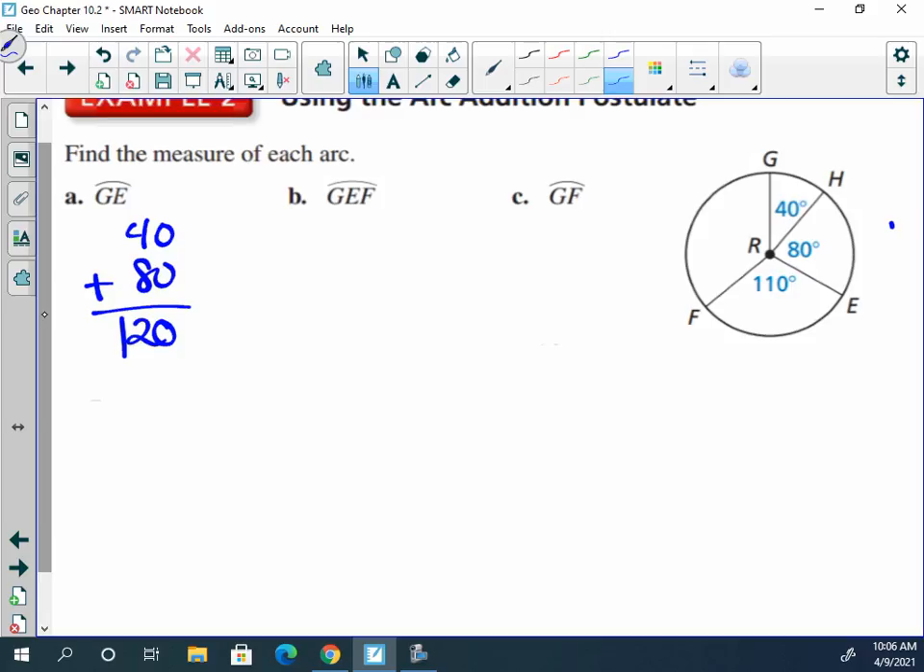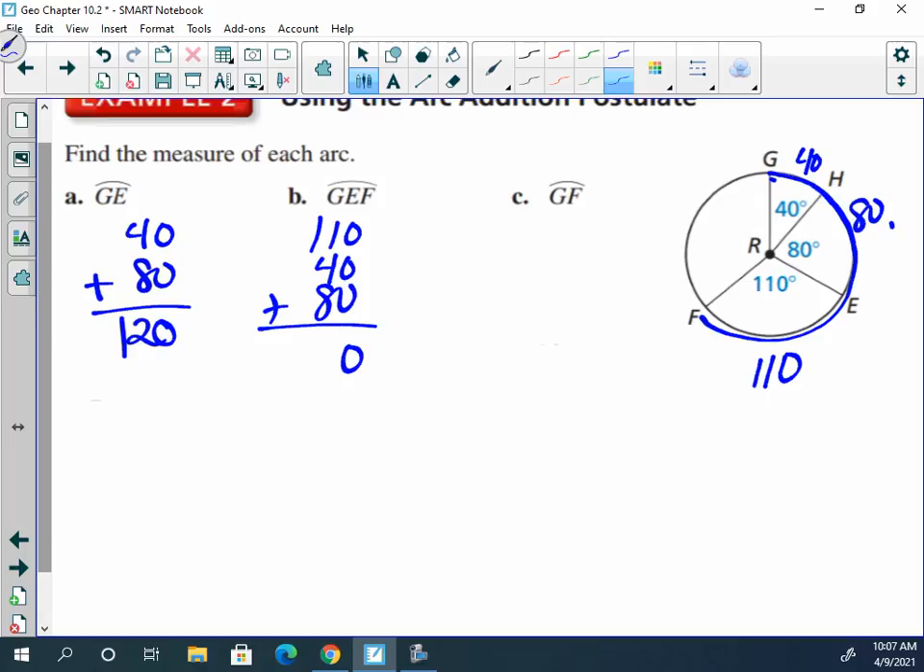All right, let's look at the next one, GEF. Starting at G, going through E to F. Now we know this is 40, this is 80. Well, FE is going to be 110, or EF. So we can add these together, 110 plus 40 plus 80 to get our overall answer. And if we add those 3 together, we should get 230.